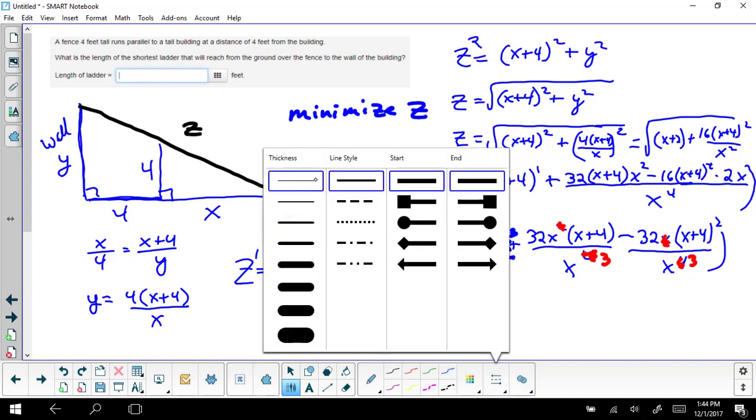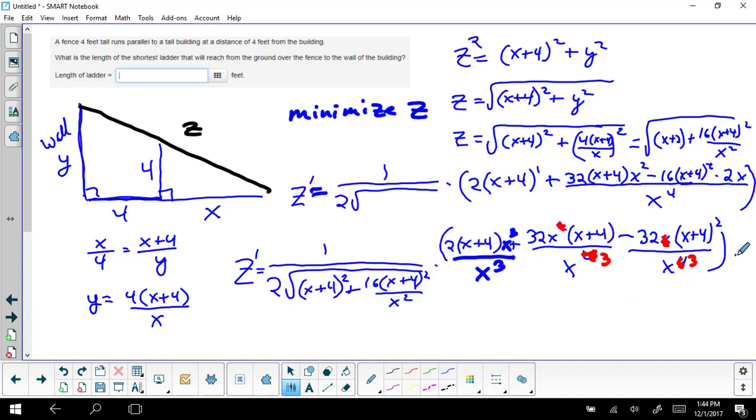Okay, it keeps changing the thickness of my line. I hate that. All right, and then what I'm going to do is factor out the numerator and see if I can figure out where z prime is equal to 0. So let me go to the next page and take this down.